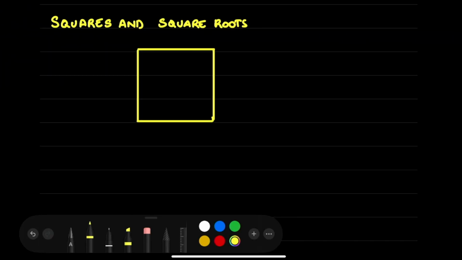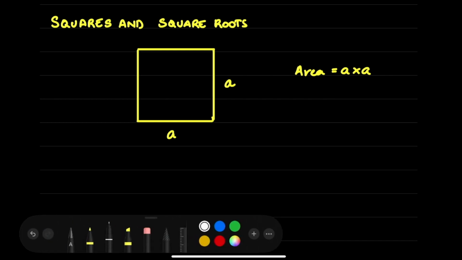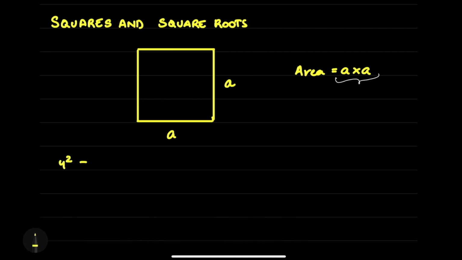In earlier classes, you have learned about the area of a square, and that is side A into A, right? The square of a number can be seen in a similar way. The square of a number is the product of the number with itself. For example, if we want to take the square of 4, then 4 into 4, that's a number multiplied by itself, is equal to 16. And that's the square of 4.